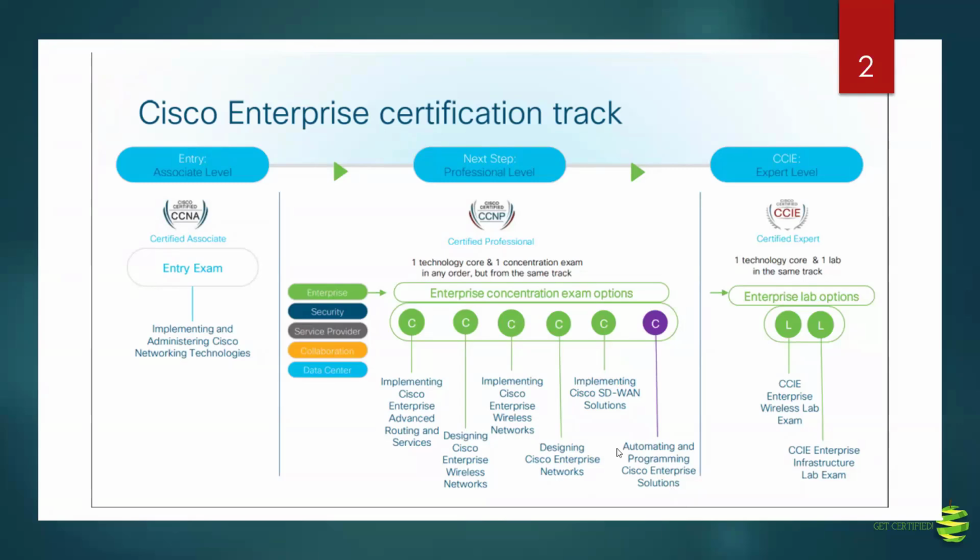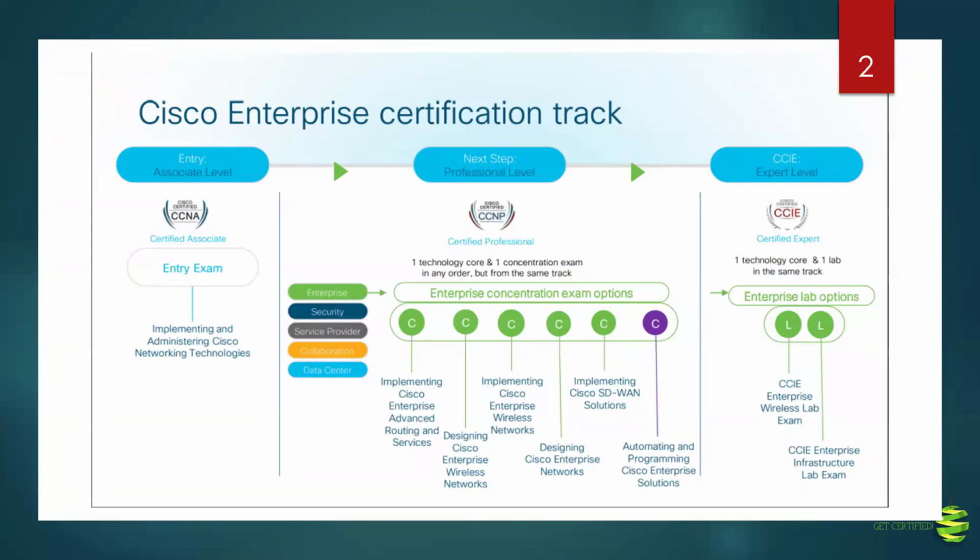So you can see that there are different electives which are called the concentration exam. You don't need to pass all of them. You just need to pass one of them. And of course, you need to pass the core exam, right? So one technology core exam and one concentration exam. And the thing is that you can do this in any order. It's not that you have to pass the core exam first.